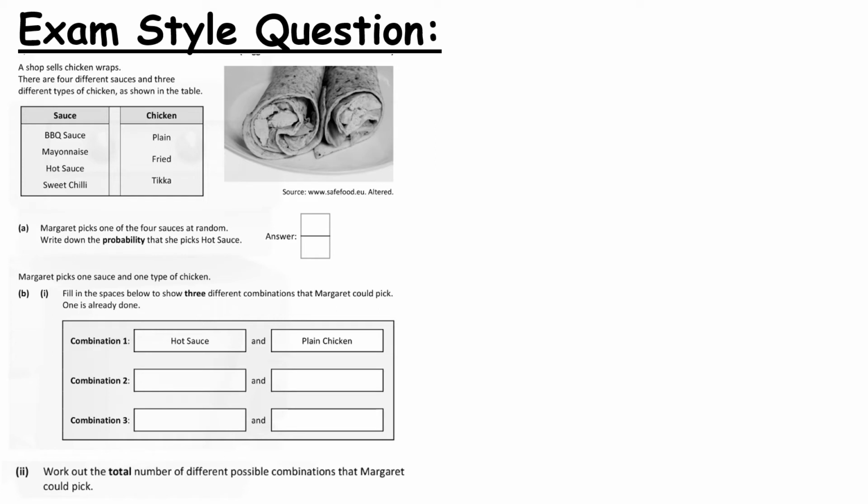Write the probability that she picks hot sauce. We did something like this in Monday's class. So there is one option of hot sauce out of 4 possible options.